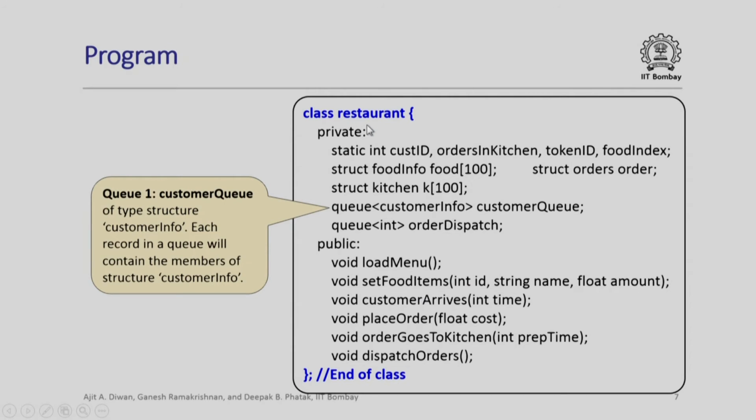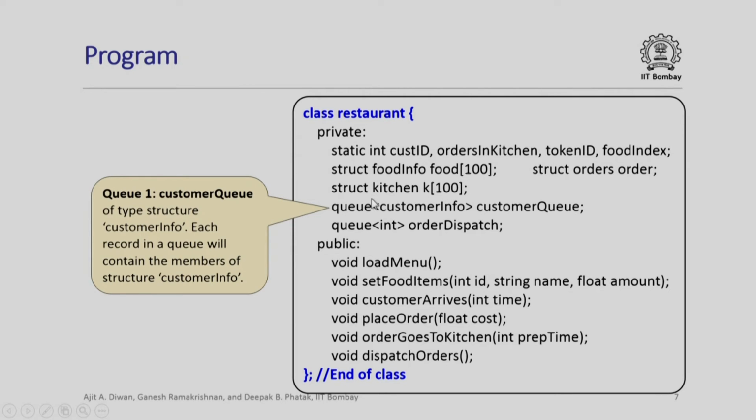First, the private members. So, we will put a static customer ID with which we will start assigning customer ID numbers to different customers. We will have orders in kitchen, token ID, etc. We have the struct type kitchen with say 100 items, and food info which again has 100 items.